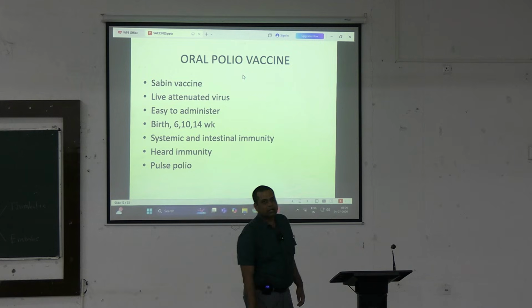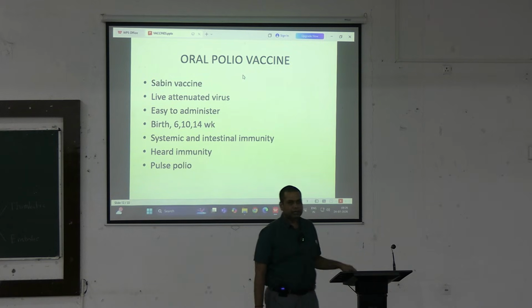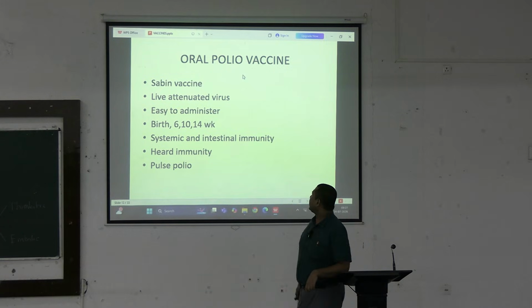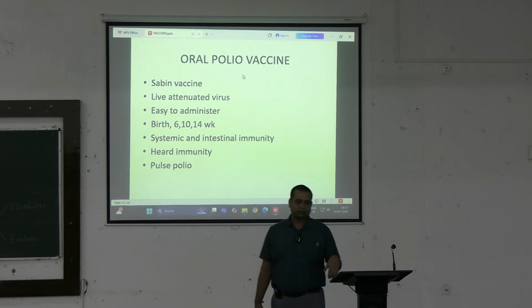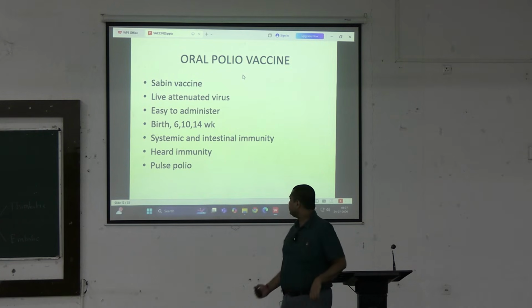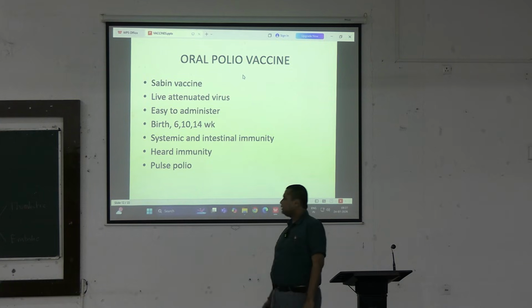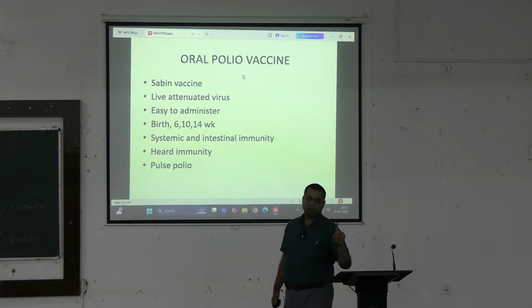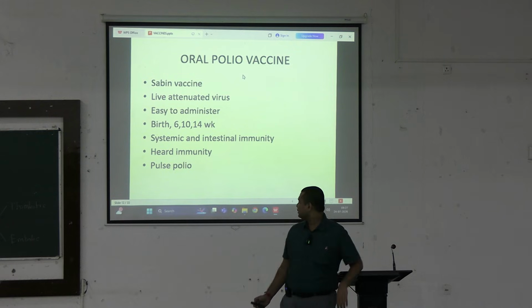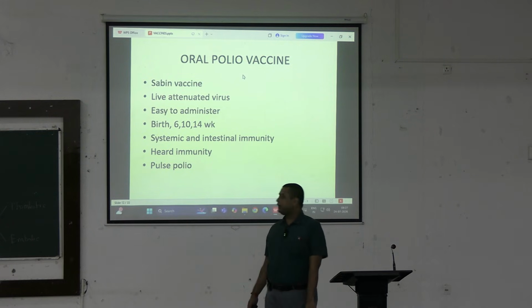So it provides herd immunity because it's a live attenuated vaccine. Live attenuated vaccine, easy to administer. Why? Given orally. Then at birth, 6, 10 and 14 weeks, with a 4-week gap between them. Systemic and intestinal immunity. So there will be stimulation of the lymphocytes in the gut and also the immune system of the body. Then there will be herd immunity.